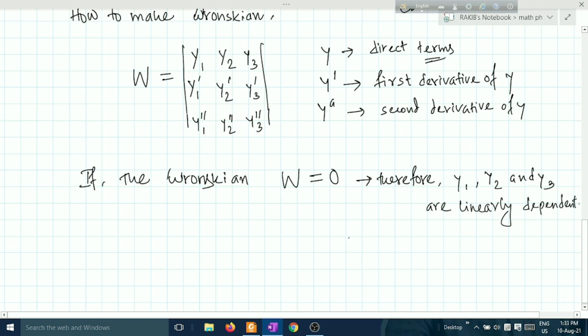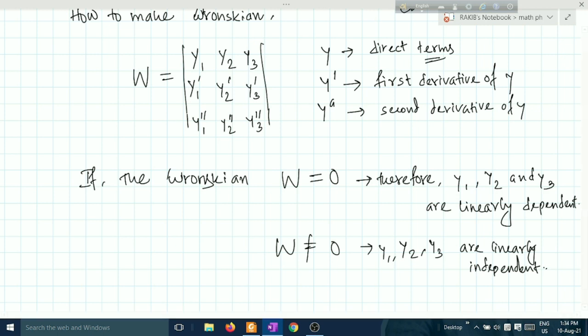Therefore y1, y2 and y3 will be linearly dependent. And if the Wronskian is not equal to 0, then y1, y2 and y3 are linearly independent. Okay, I think you have got this point. So by the Wronskian we check linear dependency and linear independence. Okay, this is all about the Wronskian.